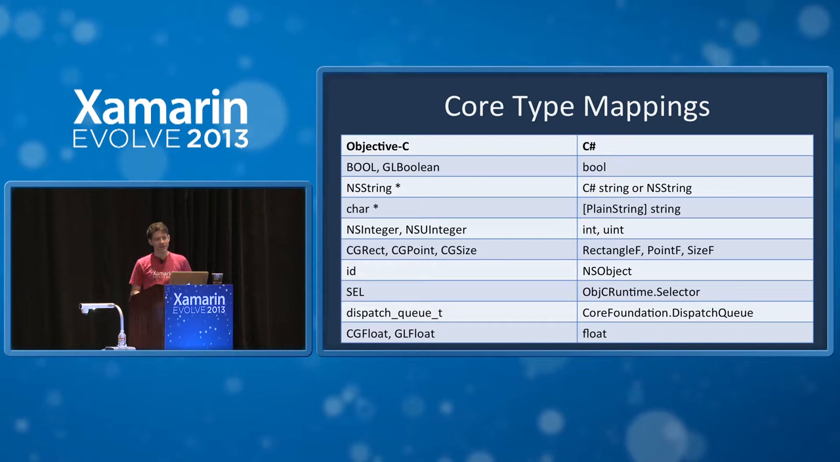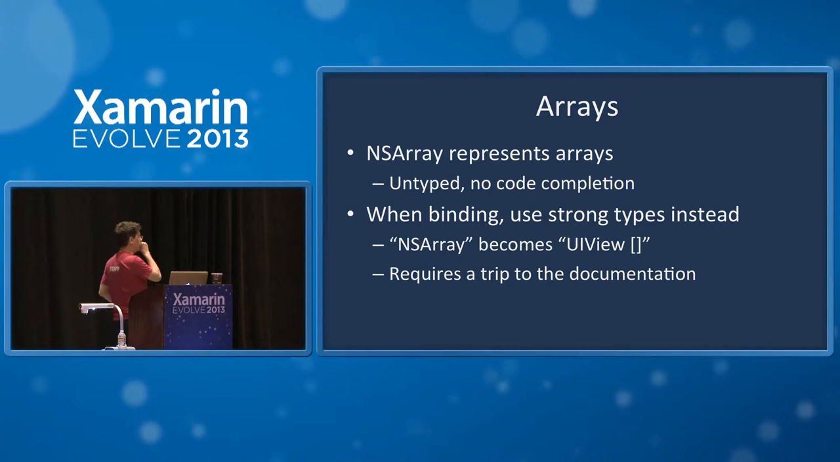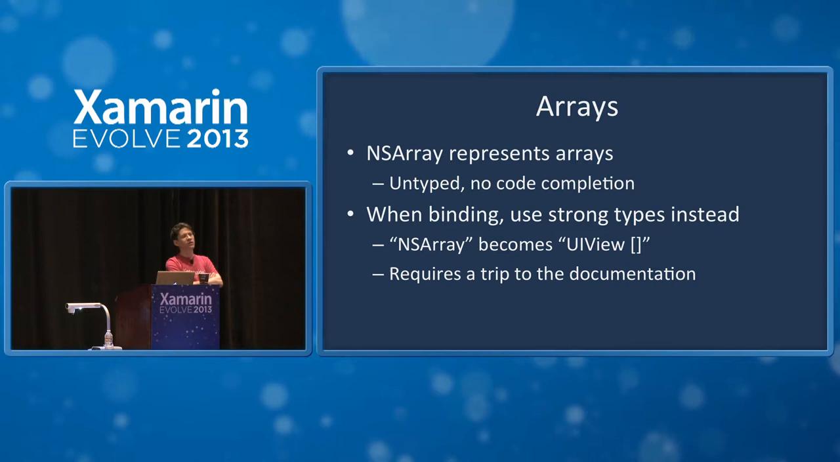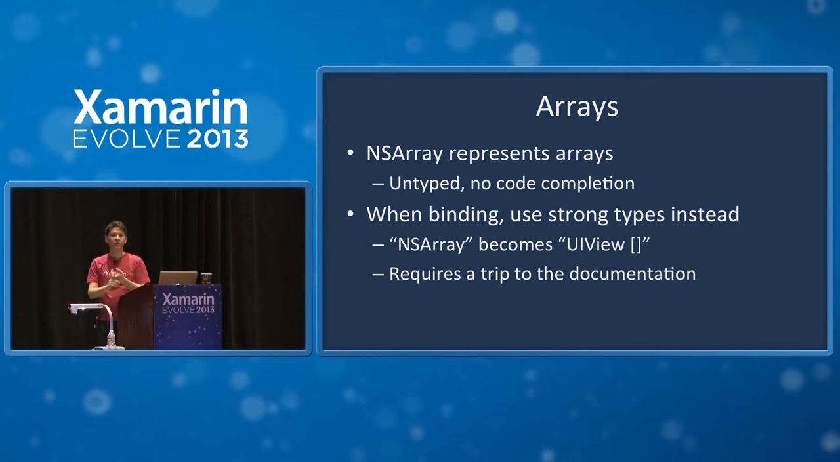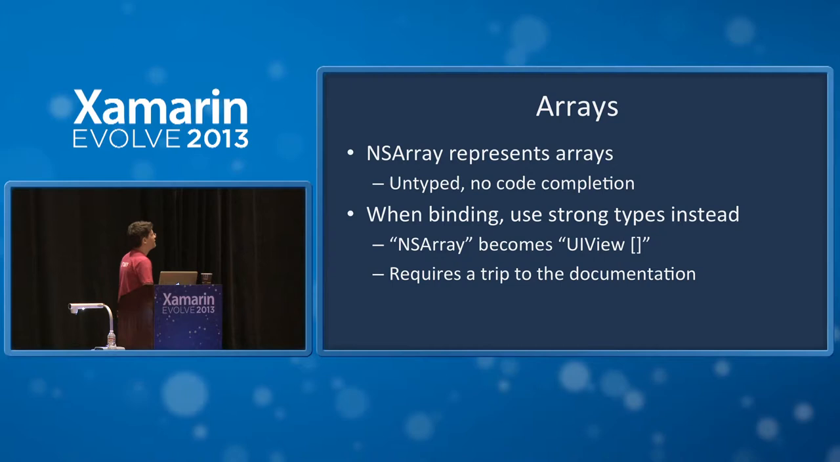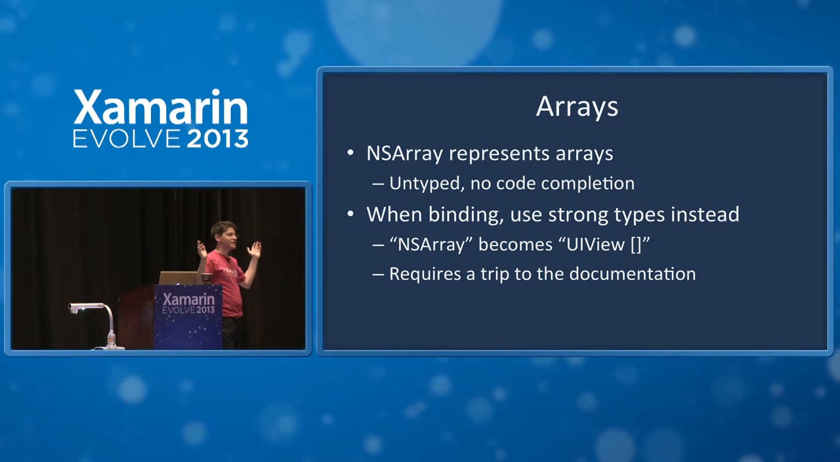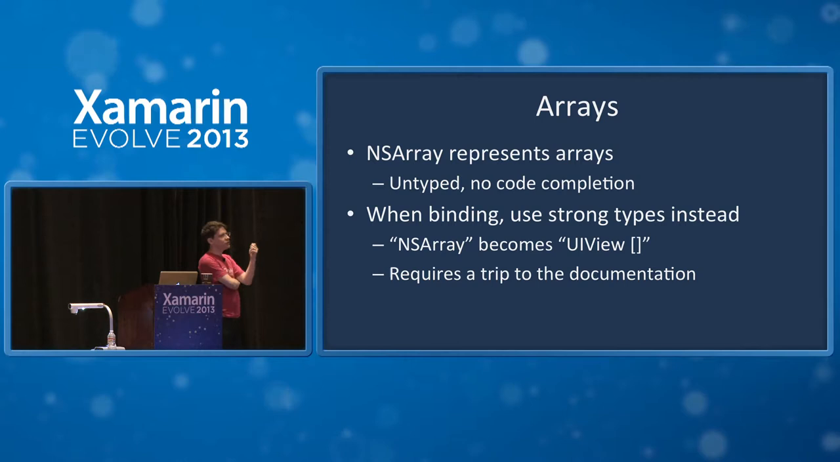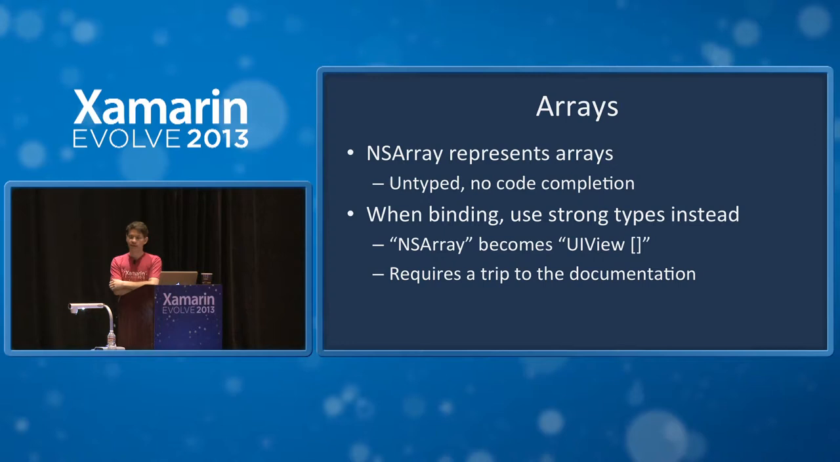Now let's talk about arrays. Like I said, NSArrays are untyped. They're similar to the old .NET data types. If you've been around for a while, you remember ArrayList, you remember Hashtable. So it's the equivalent of that. We don't want that. We want the equivalent of List of T, and we want the equivalent of Dictionary of T. So what you can do is just say, I'm OK with NSArray, I'll just walk out, it's fine with me. But if you want to do a better job, what you need to do is look up what the array is supposed to be, either in the documentation or the source code, and replace it with the right data type.